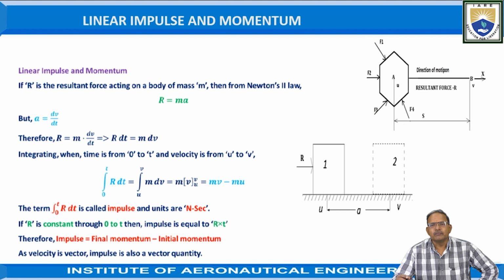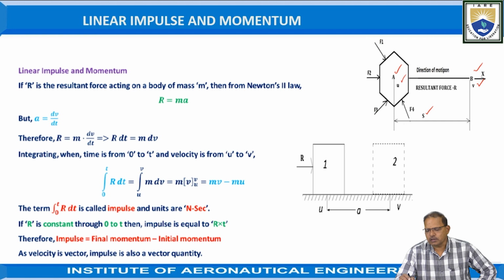Let F1, F2, F3 and F4 be the forces acting on an object as shown in the figure. Let A represent the initial position. After time t seconds, it reaches position B as shown in the figure. Let U represent the initial velocity of the body, V the final velocity of the body after t seconds, and S the distance covered.